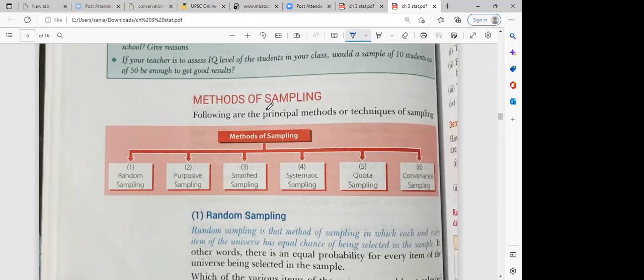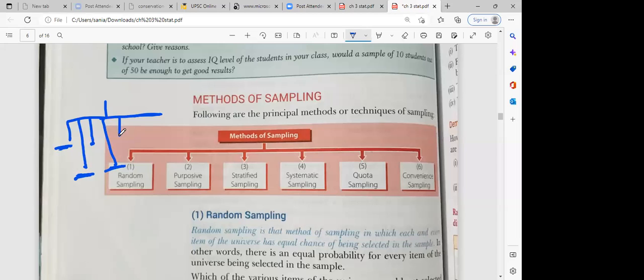Okay, so how you will draw, you will write methods of sampling and make it like this. First one you will write here and second one you will write it here. Again third one you will write it here, fourth one here like this. So you will have the space. Then fifth one, then sixth one like this. Clear? Okay, so quickly write it down, then we'll start all the sampling one by one.